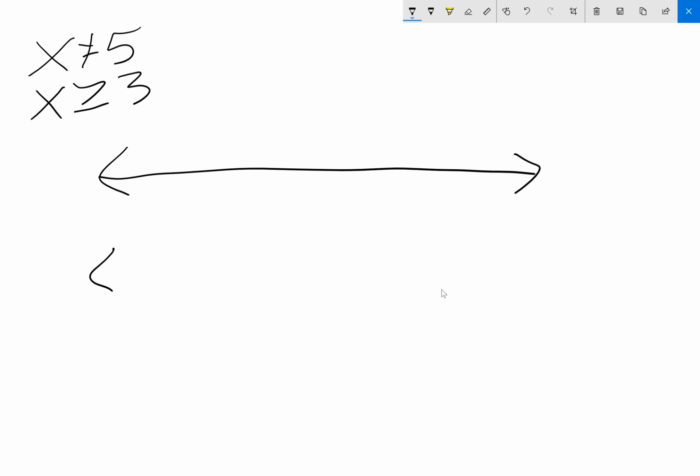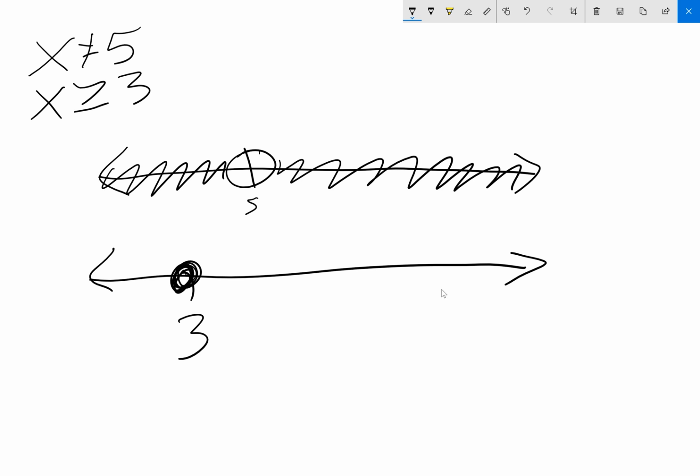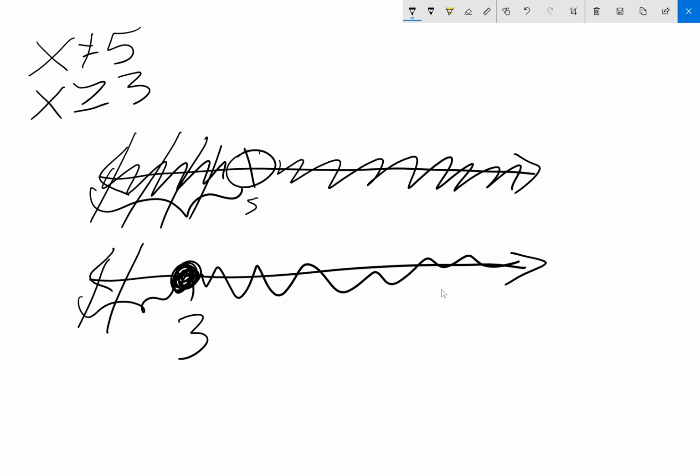So let's look at our number lines again. So x can't equal 5. It can be anything before. It can be anything after. This says it can equal 3, but it needs to be greater than 3 as well. So now we need to combine these two so everyone's happy. So first, can it be anything before 5? No, it can't.